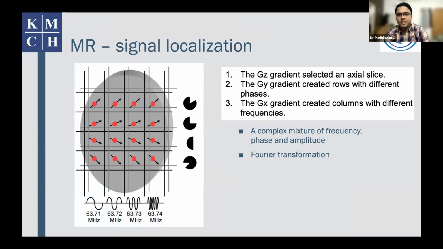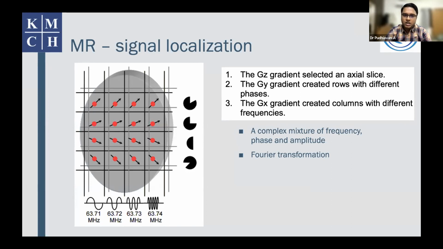We have 3 gradient coils. One of these gradient coils is used for selecting a particular slice. In that slice, the second gradient is used for phase encoding, and the third gradient is used for frequency encoding. Once all these three gradients are applied, we get something like this, a grid work of different voxels, each having its own phase difference and its own frequency, so that we exactly know where a particular signal is coming from. So now we have got an MR signal with us.